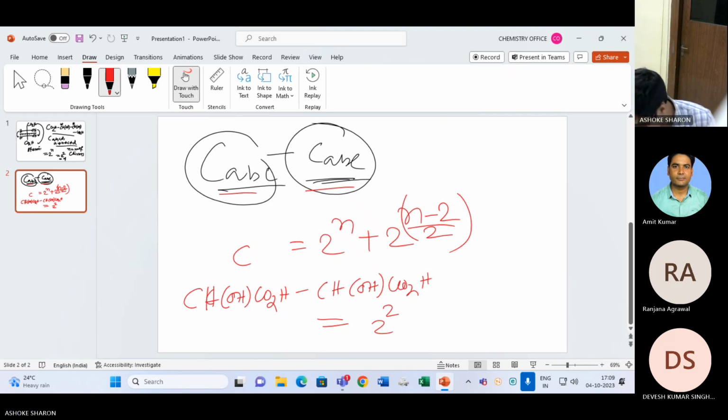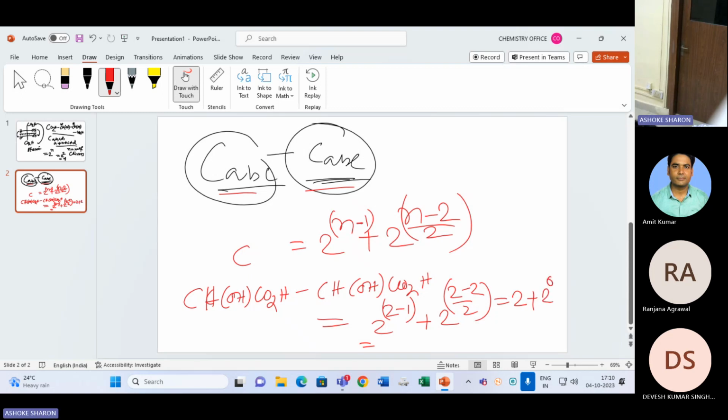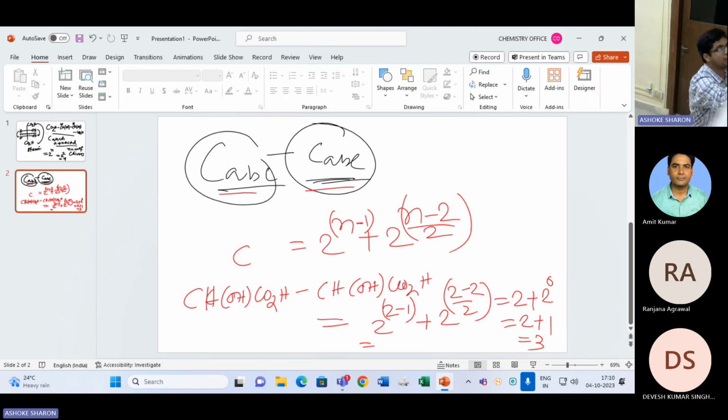Okay, so just a minute. Okay, I have written it wrong. So first is 2 to the power n minus 1 plus 2 to the power n minus 2 by 2. So 2 to the power n minus 1 means 2 to the power 2 minus 1, which is 2, plus 2 to the power 0, which is 1. So that means instead of 4, you will get 3 stereoisomers. This is a very interesting point.